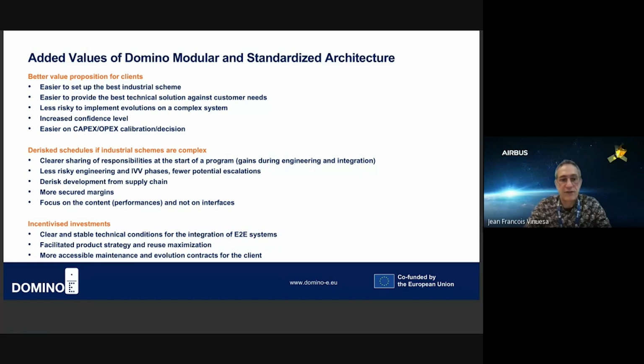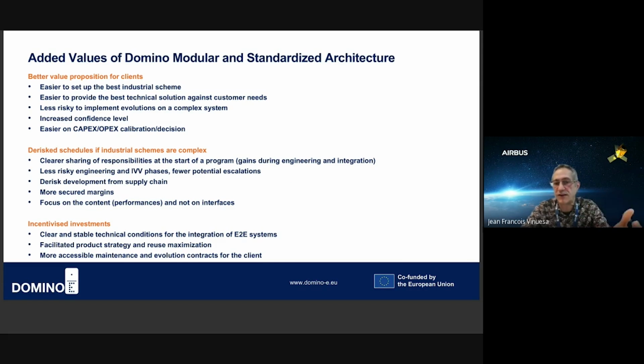And finally, if you look in terms of investment, what is nice is that since you have defined this architecture and you have some dominoes on the shelf, with their own product life, basically you have a clear and stable technical condition for the integration of the end-to-end system. So it's going to be easy for you.